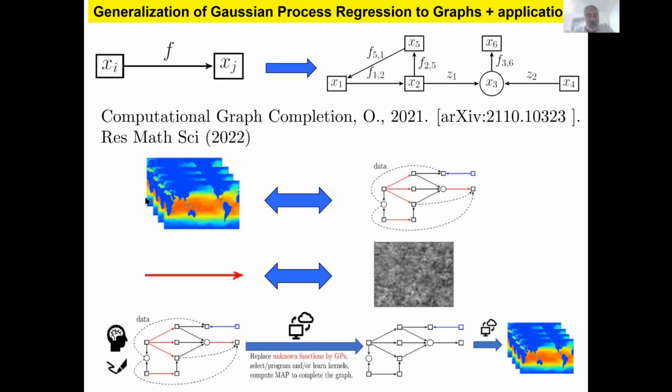First, most problems in computational sciences and engineering can be formulated as that of completing a computational graph in which nodes represent variables and edges represent functions. Some of these functions may be unknown, and by completing the graph, I simply mean approximating or recovering these unknown functions. Now, if you replace these unknown functions by Gaussian processes, then you get a simple and interpretable method for completing these graphs.